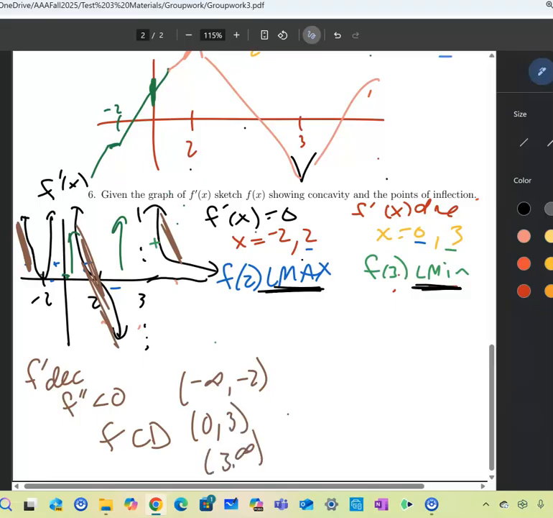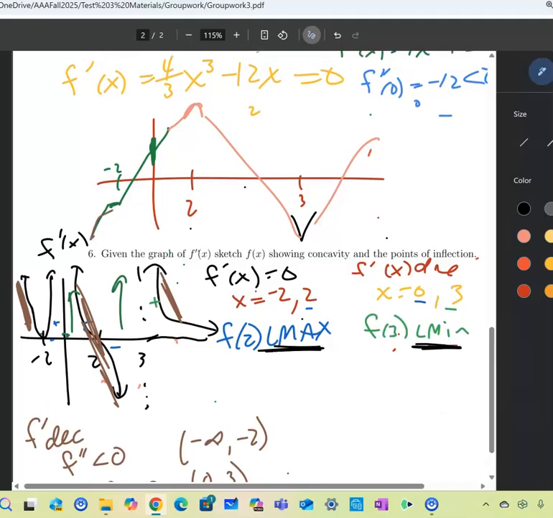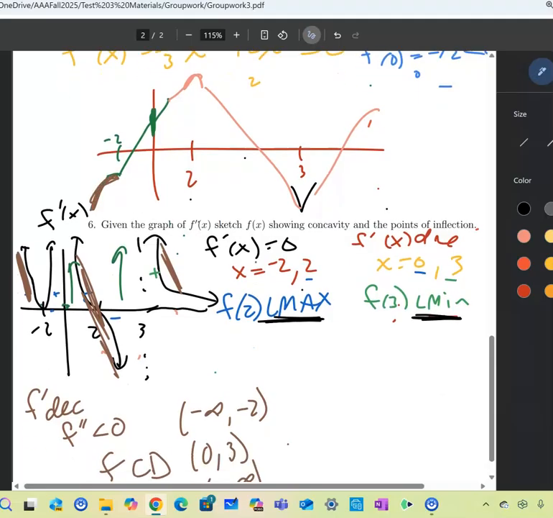So let's make all of those cupped down. So cupped down, and then cupped down. Oh, that makes sense, right? All the way to here. And then cupped down again. There we go. And so where is f prime increasing?